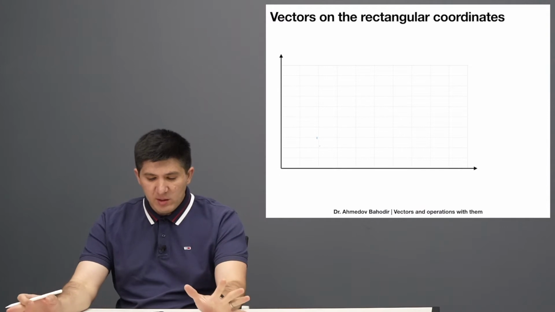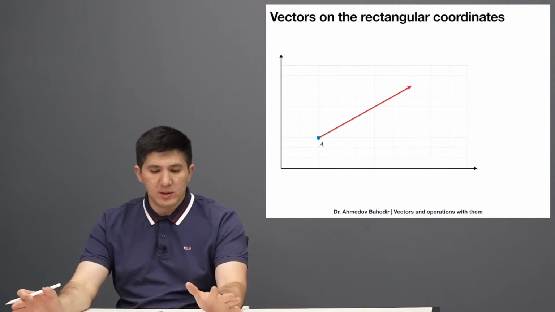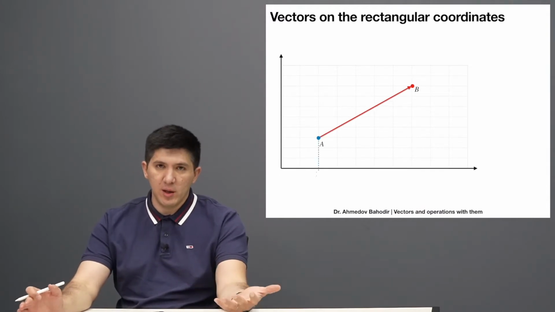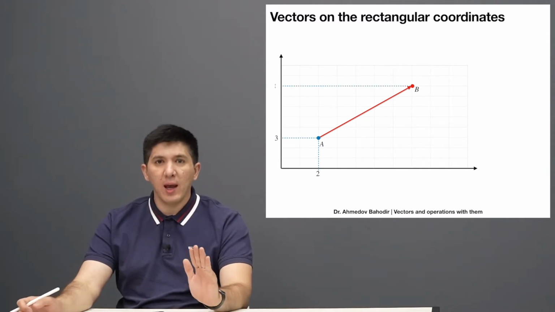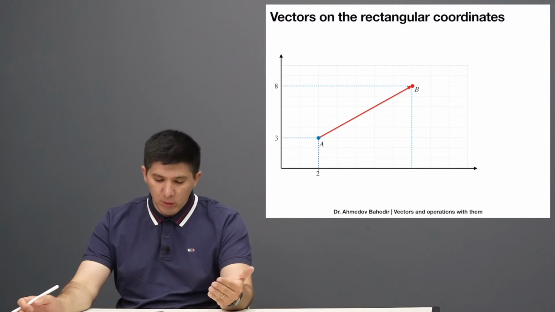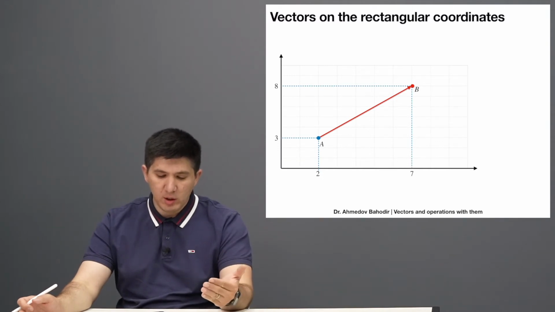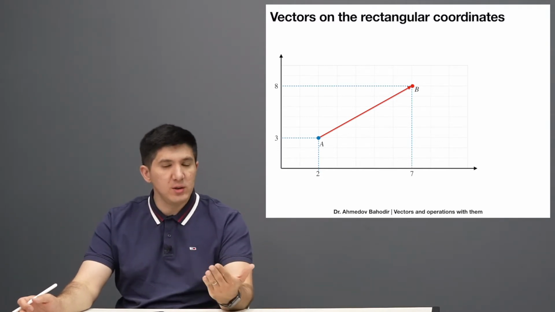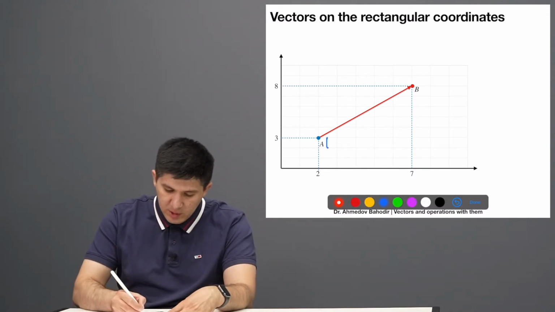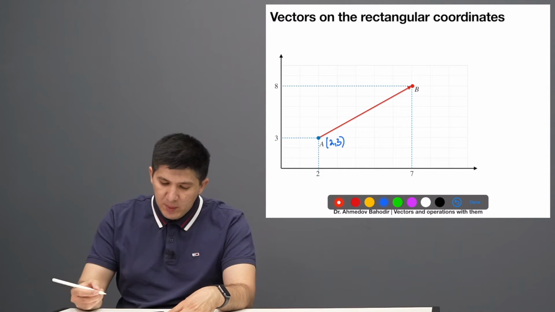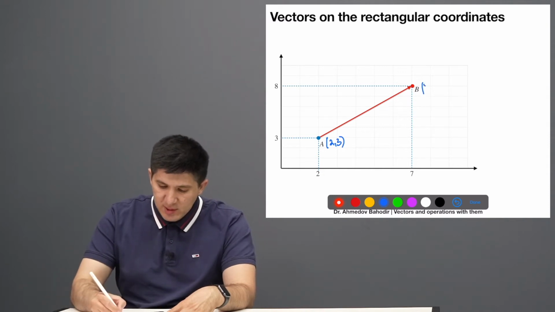So a vector on the rectangular coordinates, or in 2D, is going to be denoted as an arrow which has a starting point and an ending point. The coordinates of the starting point are going to be given as a 2-tuple, as two numbers. For example, here A is going to be given with the two numbers 2 and 3, and B is going to be given with the numbers 7 and 8.